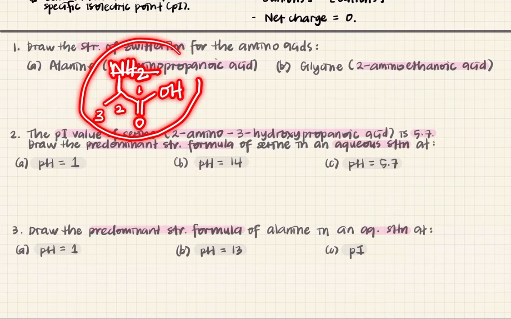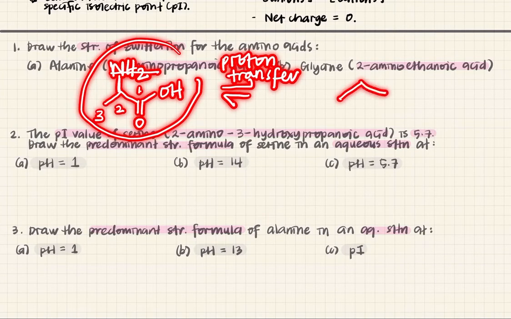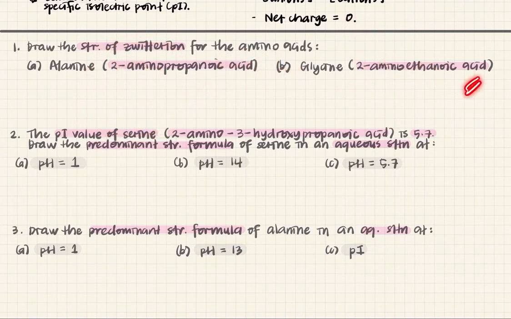Okay, so this is your structure. But they want the zwitterion. So that means that you will have proton transfer. What will happen is that you will transfer the proton from your carboxyl group here, to where? To this amino group. So now it becomes NH3+. So this one is O-. So this is your zwitterion for alanine. Alright. So this one you can do on your own.